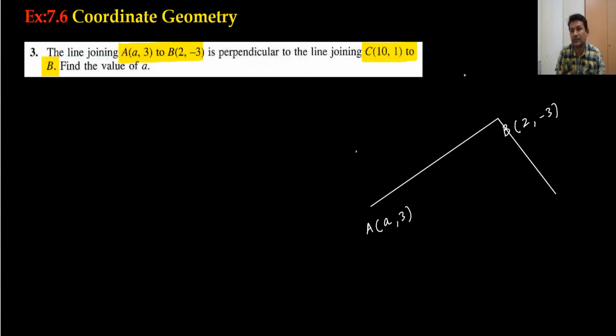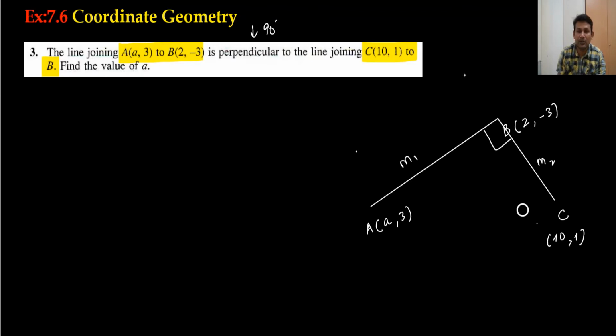I can draw it just like this, and this angle is 90 degrees. It's given here as perpendicular, and perpendicular means 90 degrees between the two lines. So this coordinate C is 10 comma 1. We cannot draw the exact graph, please remember. So the gradient, this is M1 and this is M2, because these two lines are perpendicular. So what's the condition of perpendicular? M1 multiplied by M2 is equal to -1.